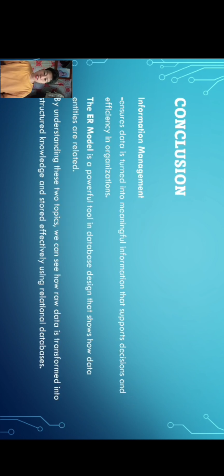So, conclusion. Information management helps organizations turn raw data into useful information for better decisions. Meanwhile, the ER model provides a structured way of organizing that information into a database. Both are crucial in ensuring that businesses, schools, and organizations can work efficiently in today's digital world.